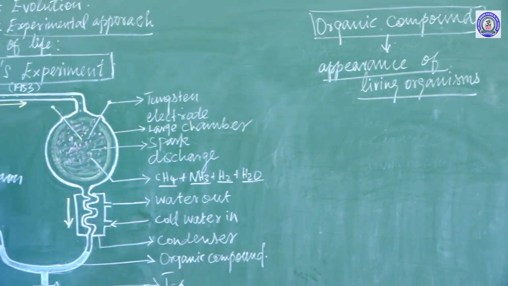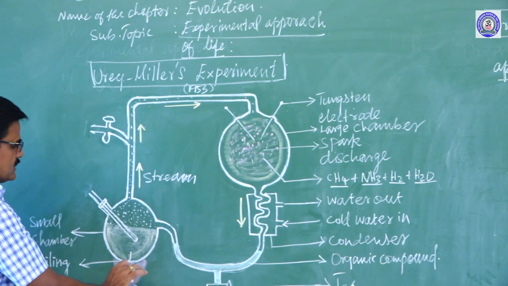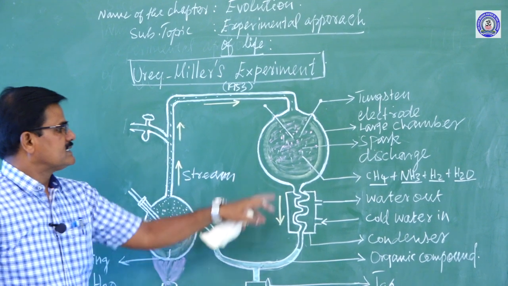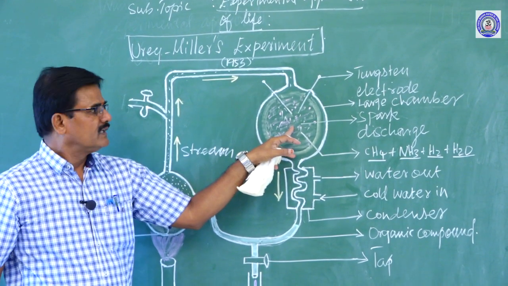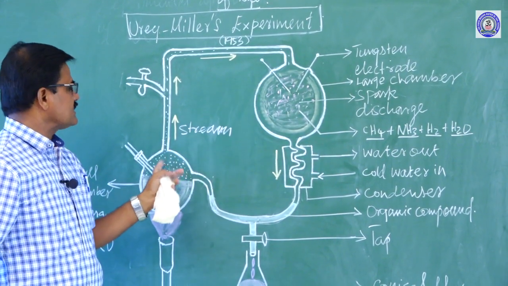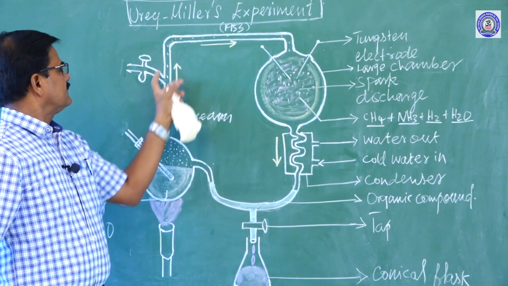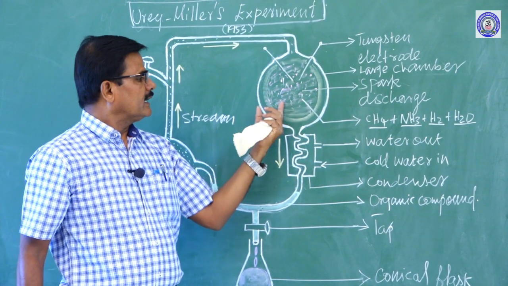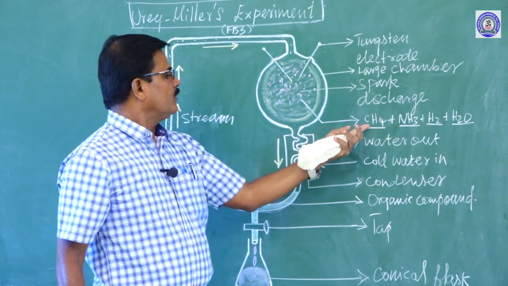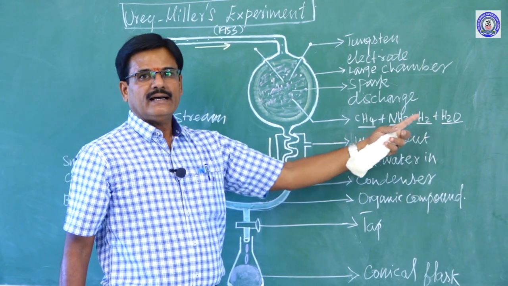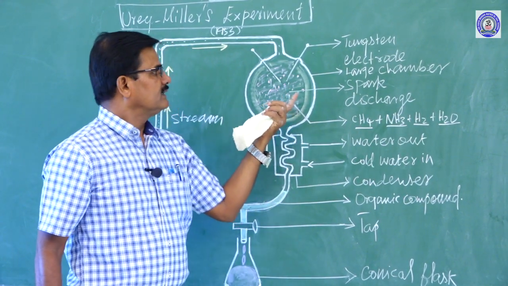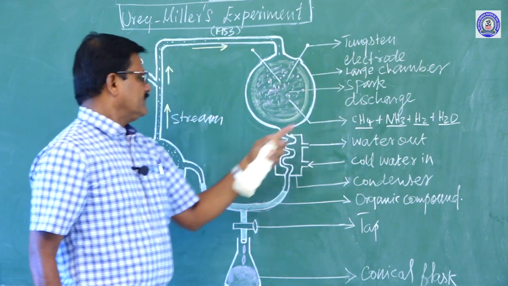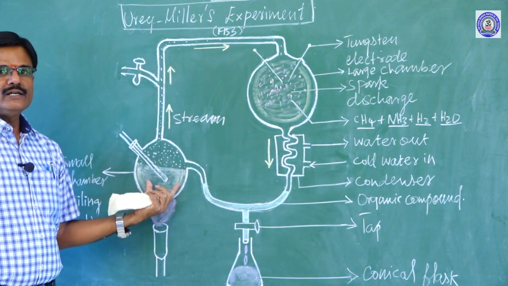In their experiment, they took two chambers, one small chamber and another large chamber. Chambers are otherwise called flasks. The two chambers were linked with tubes. In the large chamber, they allowed ammonia, methane, hydrogen and water to enter. Then they fixed the tungsten electrode. The small chamber contains boiled water.